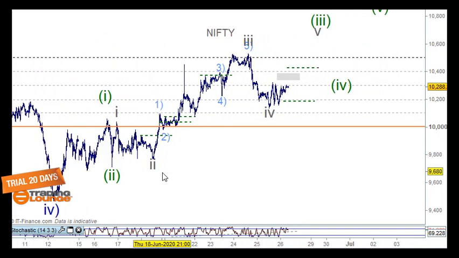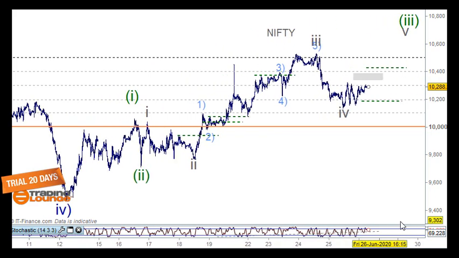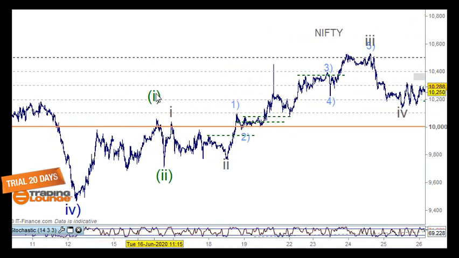And then we come to this particular move here, where this really should go over here. I count 5 waves moving up into this here, so I'm going to keep that there.